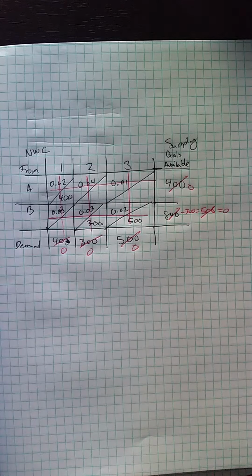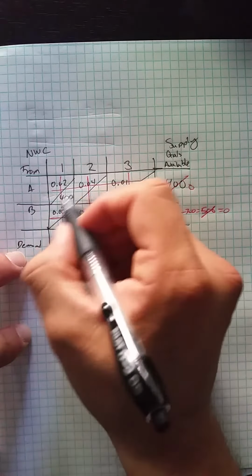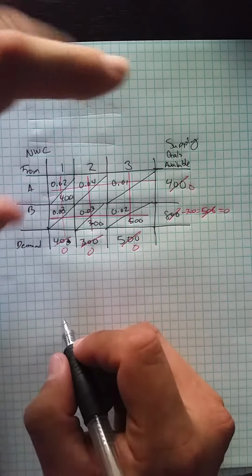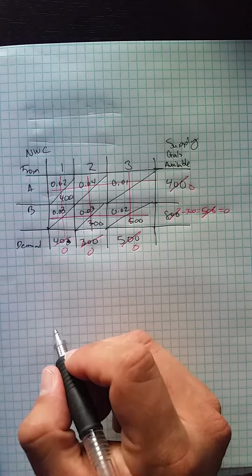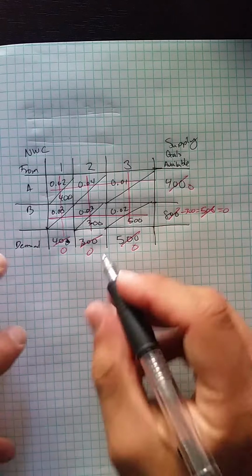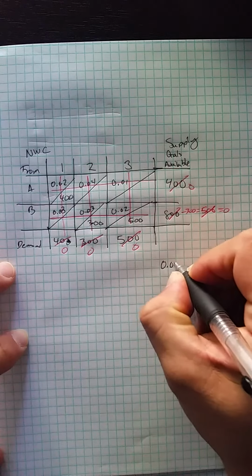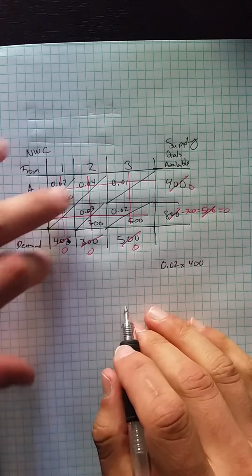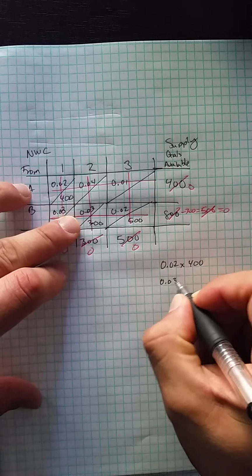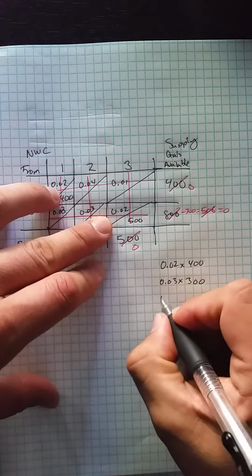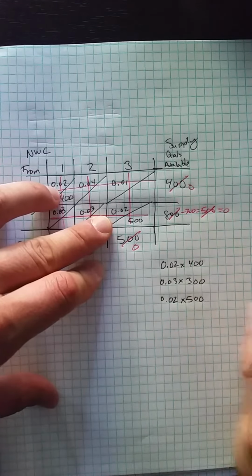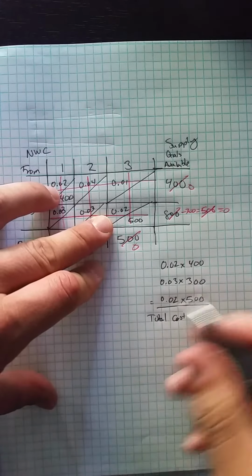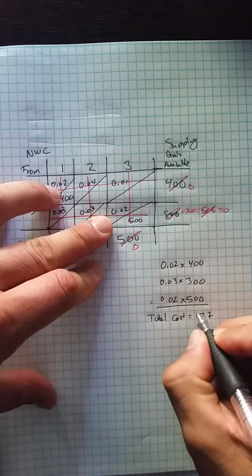Now you have to calculate the total cost. So the total cost is, all you do is pretty much multiply these numbers in each box. So in this section, I usually start from the top left corner down to each column. This makes it very organized so you don't have to be all confused. So 0.02 times 400, and then you go back here, 0.03 times 300, 0.02 times 500. And the total cost is going to be 27.